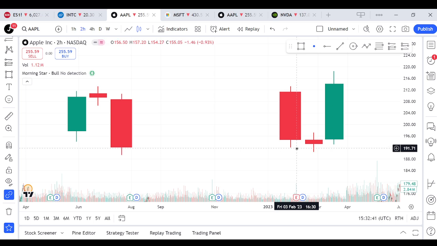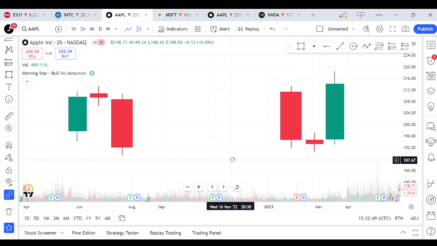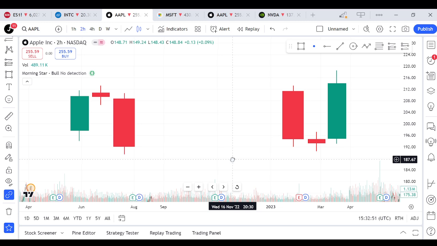So stay with us until the end and you will learn how to recognize these formations and use them to make more informed trading decisions. So without wasting too much of your time, let's get started.